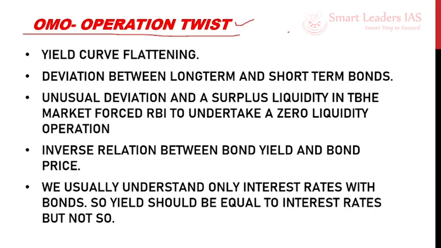To understand the purpose and the objective of Operation Twist, we need to understand a little bit of basics, and that is to understand what is yield curve. Main objective of operation twist was to flatten the yield curve. So what is the yield curve, why should it be flattened? Flattening means there is a deviation between the yield curves of long term and short term. Why does the yield curve change, why is there unusual deviation?